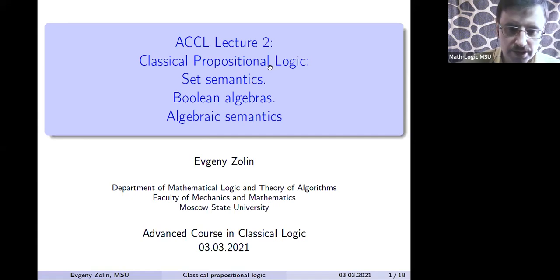So today is the second lecture of the advanced course in classical logic. And we will consider again classical propositional logic and study two semantics for this logic, set semantics and algebraic semantics. Algebraic semantics will use Boolean algebras.